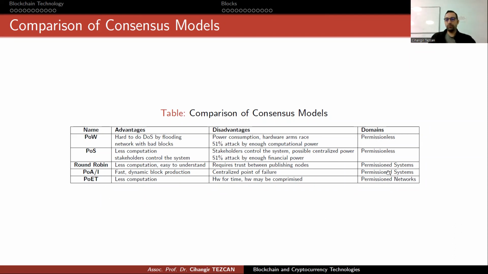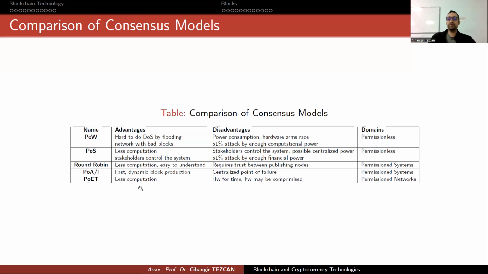So we are moving on to permissioned systems. Round robin: less computation, easy to understand, but it requires trust between publishing nodes. This is the disadvantage. Proof of authority or identity: here we know the identity of the people who have the authority to write the blocks. So this is fast and dynamic block production. Anybody can write directly there. But the problem is the centralized point of failure. For instance, if the private key of some authority leaks, attackers can perform many attacks, and so on.